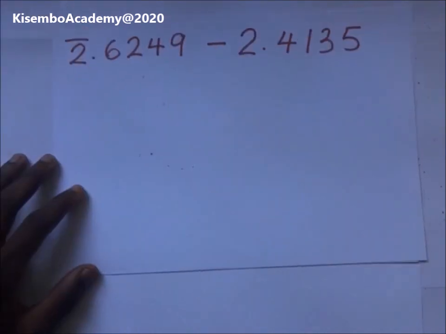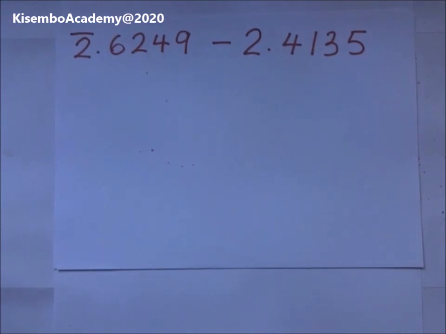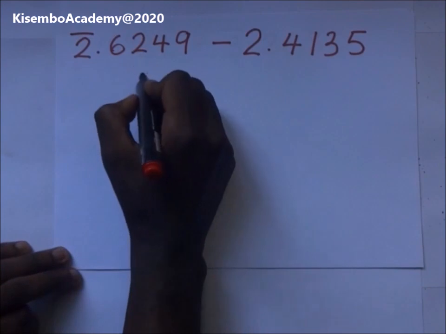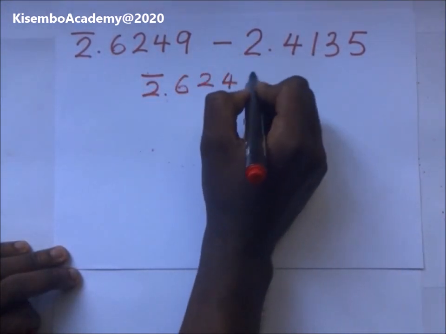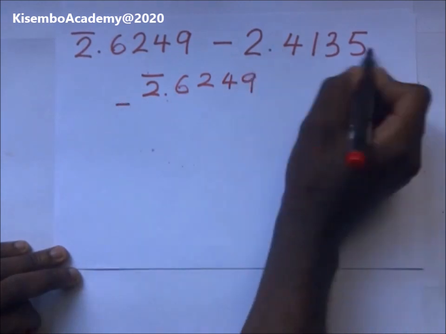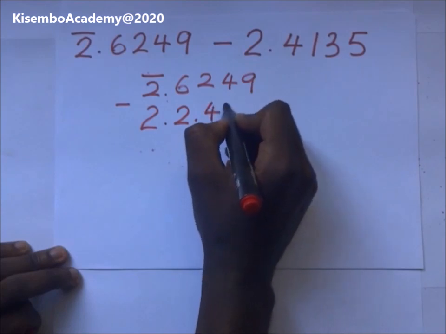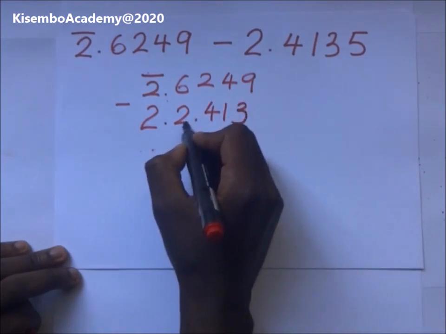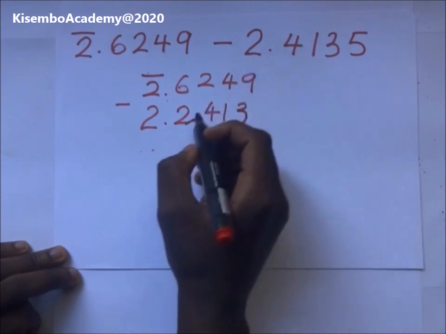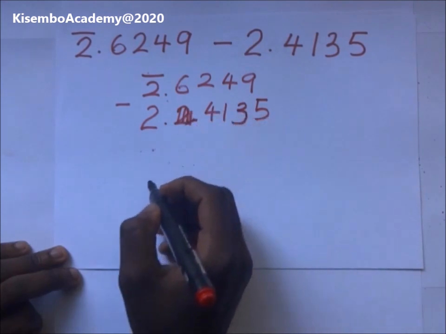Next, we have now subtraction of the characteristic and mantissa of these log forms. So here we shall say it is 2.6249, that is minus this 2.4135. This 2 is right, not there.